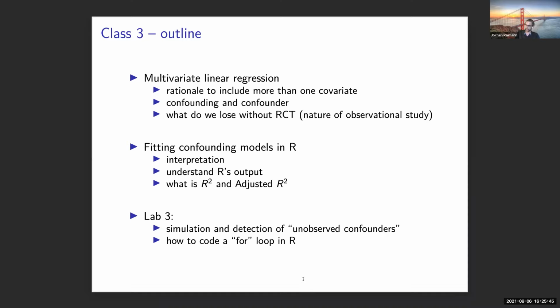Lab 3 will be talking about the simulation and detection of unobserved confounders, and we will code a for loop, which is an iterative loop that is one of the real essentials. And you will see why, a very useful feature.